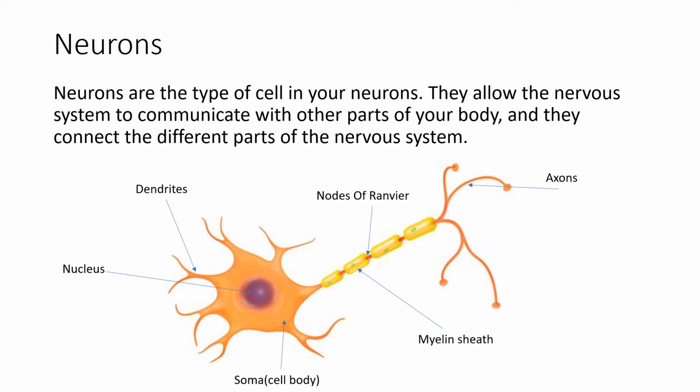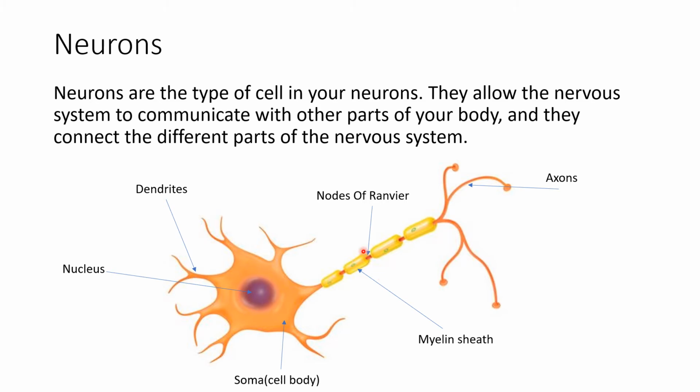So, here's the basic structure of a neuron. First of all, we have the soma, or the cell body. In the middle of the soma, we have a nucleus. On the side of the soma, we have dendrites. Basically, dendrites bring information into a cell. They get information from other cells, and then the information comes into the cell. And then we have the myelin sheath, which are these yellow things.